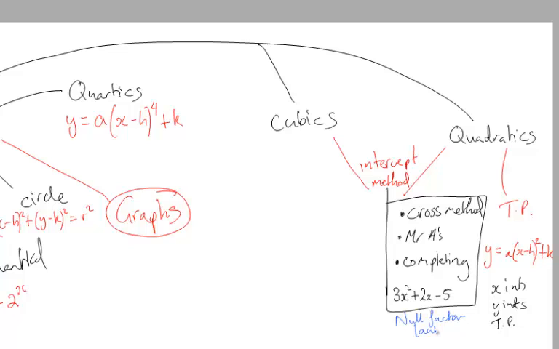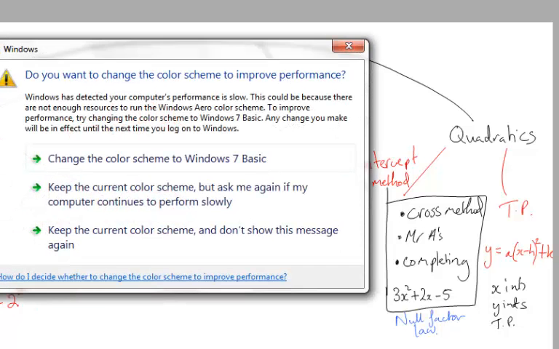Okay, let's just jump to cubics for a second. Again, for the cubics, there's an intercept method, and I guess, you know, there's a bunch of other things that happen with cubic graphing. There's things like long division, remainder factor theorem, and all those sorts of things.